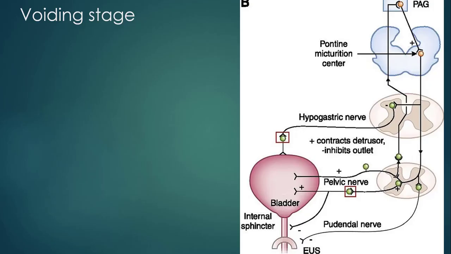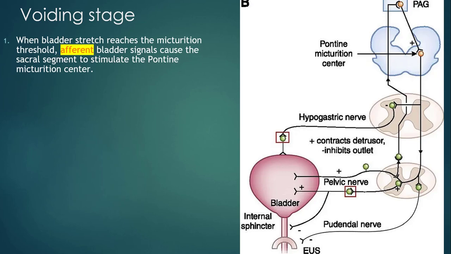Voiding stage: when the bladder stretch reaches the micturition threshold, afferent bladder signals cause the sacral segment to stimulate the pontine micturition center. When the bladder is full, more intensive impulses are sent to the sacral plexus, and from the sacral plexus they are directly passed to the pons and the higher centers.